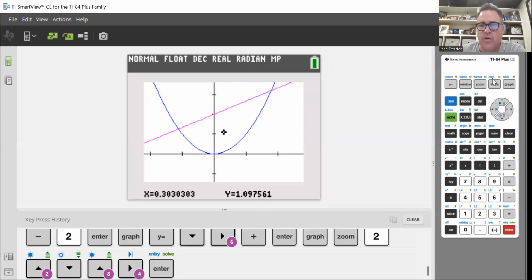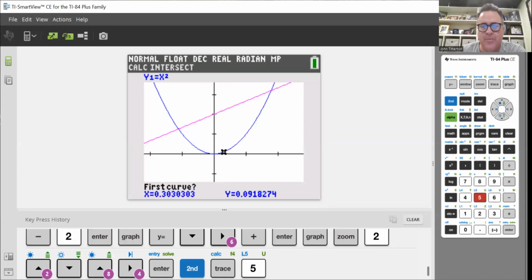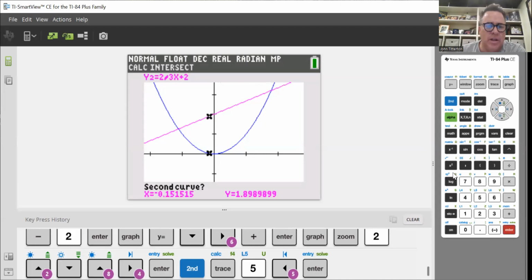So that's under the trace button where it says calc. So you're not going to hit alpha, you can hit second calc. And I want to know where they intersect, so hit 5. Now I've got to move this over. I've got to pick the curve. So it's on the blue curve. I say, yep, that's a curve. And it's on the pink curve. So, yes, that's only got 2 curves, so it's obvious.